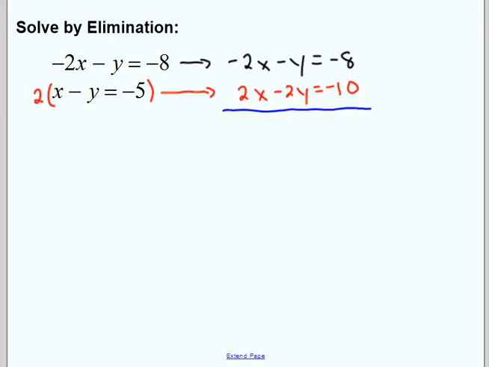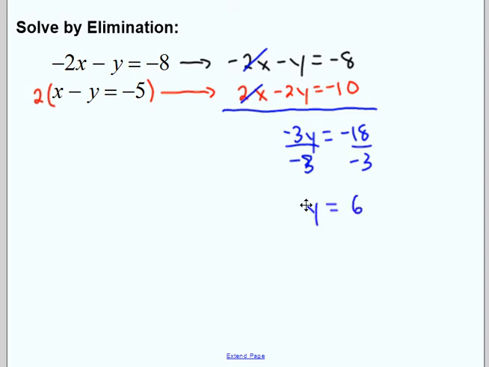Now if I add these two equations, look at this. The -2x, positive 2x, they're eliminated. They cancel out. -1y minus 2y is -3y. -8 minus 10 is -18. And I divide both sides by -3, and y turns out to be 6.